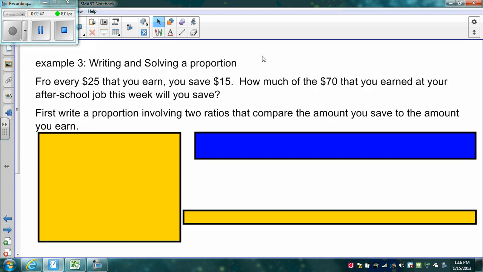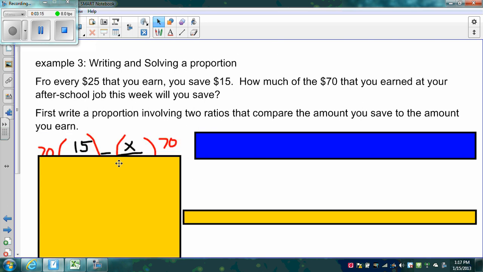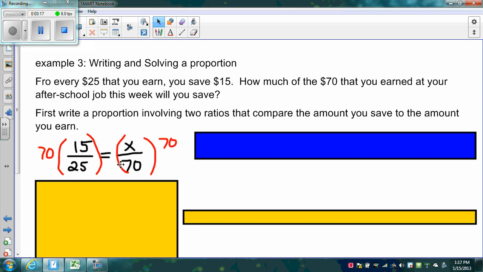Example 3 is writing and solving a proportion. So for every $25 that you earn, you put $15 in the bank. So how much of the $70 that you earned at your after-school job this week will you end up saving? In this case, we first want to write a proportion involving the two ratios that compare the amount you saved to the amount you earned. So we know 15 of your $25 is saved, but we want to know how much of the $70 is saved. So 15/25 equals x/70.